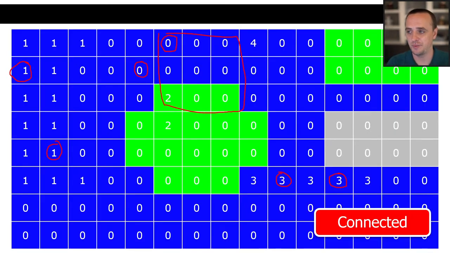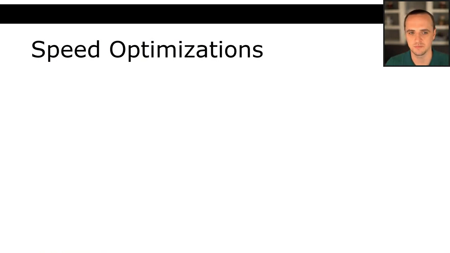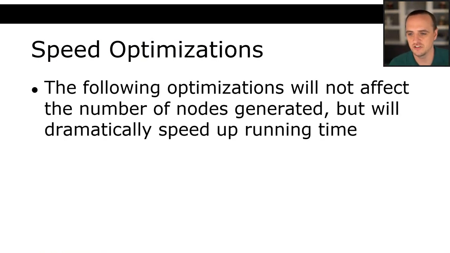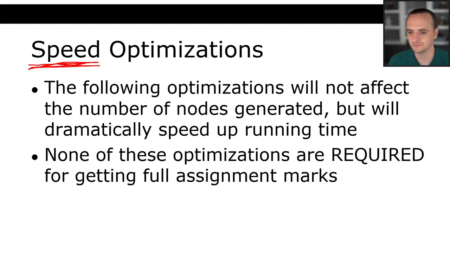All right, so that's basically all you need to know about assignment 2. However, let's talk about some speed optimizations. I love speed optimizations. The following optimizations will not affect the number of nodes that you generate, so the algorithmic properties of the A-star algorithm will not be affected by these optimizations. They are just for computation speed, not big O complexity. None of these optimizations will be required for getting full marks on the assignment.